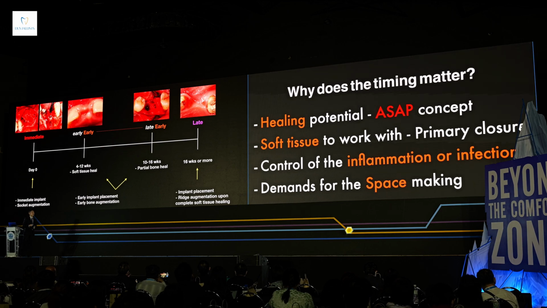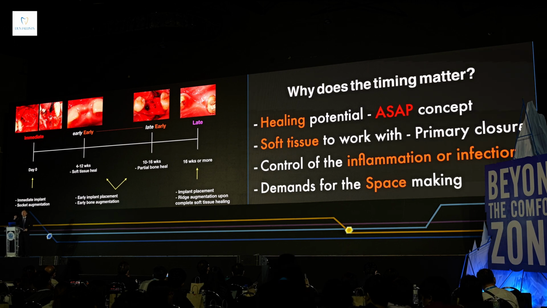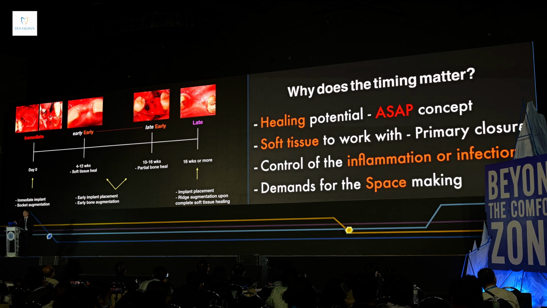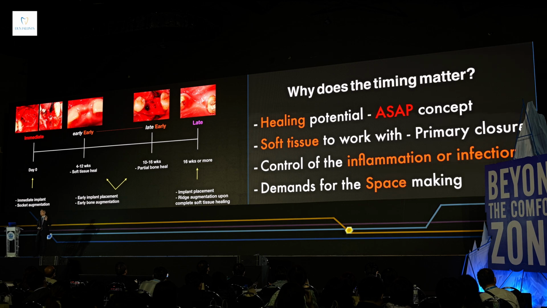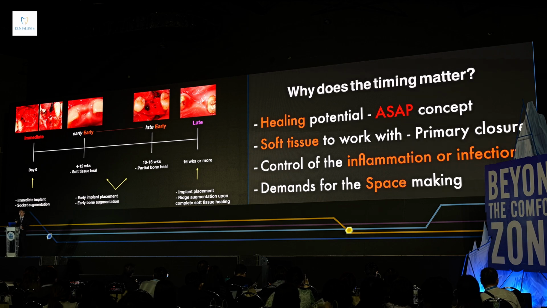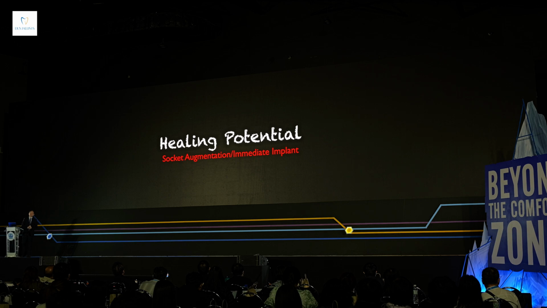So that's the conclusion: why does timing matter? First of all, it's healing potential. We have to do things as soon as possible. I call it the asset concept, which means that we do it as soon as we extract, so we take advantage of the healing potential. The second is soft tissue. Sometimes we just need to be patient and wait because we need to grow soft tissue. And of course, if we bump into a case presenting with pus or active infection, then we need to get the infection under control. The last one is choosing the right material, because apparently if we wait too long, we have to use a stronger space-making material. If we don't, then we can use a resorbable membrane. So how simple is it, right?